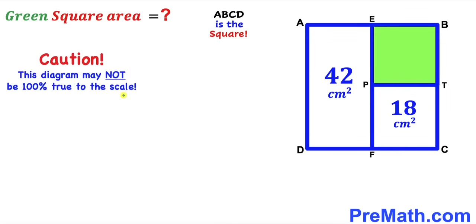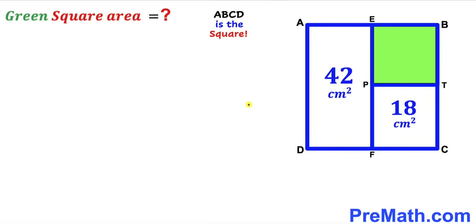And please keep in mind that this figure may not be 100% true to the scale. Let's go ahead and get started. And here's our very first step. Let's focus on this green shaded square EBTP.